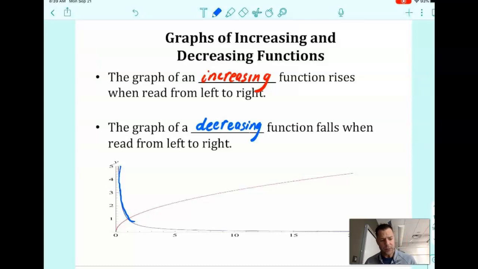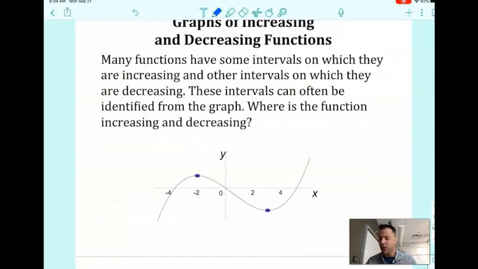Okay? So let's look at an example of this, and we've only got two things left. The graph. So here is a graph, and many functions have some intervals where they're increasing, some are decreasing, some are not. They're just flat, okay? So we need to identify where this function is increasing and where it is decreasing. So where does the graph go uphill? So let's look at increasing first, okay?